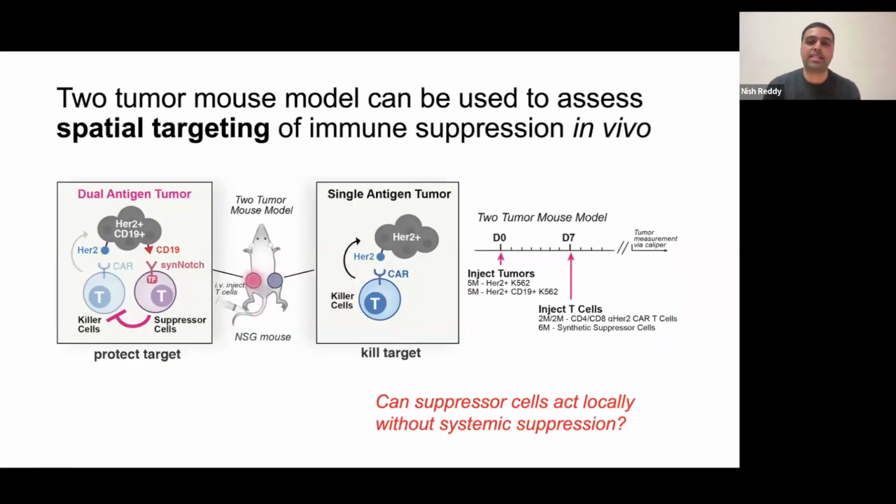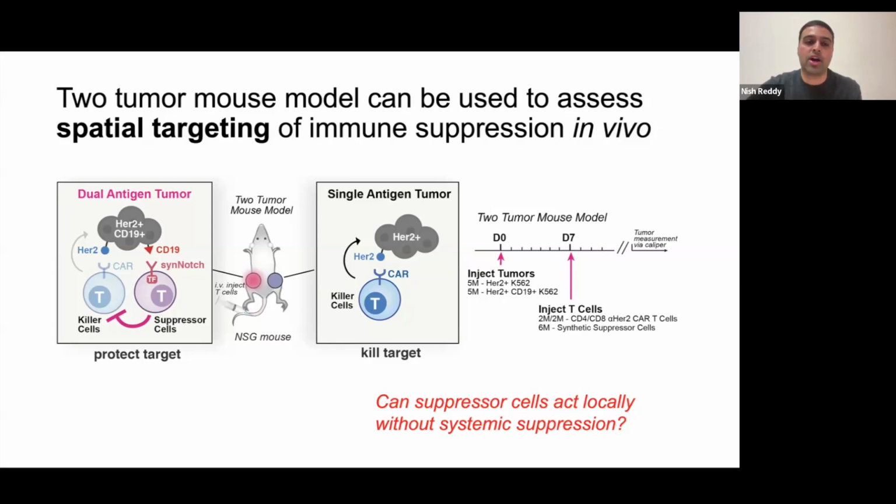So we demonstrated that these engineered cells are capable of suppressing T cells in vitro, but now we wanted to look in vivo and see whether these engineered cells can act locally to suppress immune responses. To do this, we started out with a model where we have a mouse that is transplanted with two different tumors. Each flank has a tumor that contains the antigen HER2, and one flank has a tumor that also expresses CD19. HER2 is the antigen that the CAR T cells are recognizing.